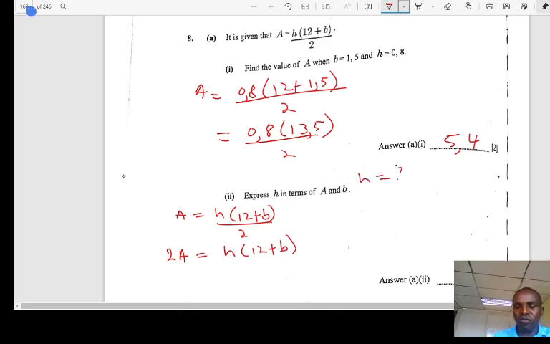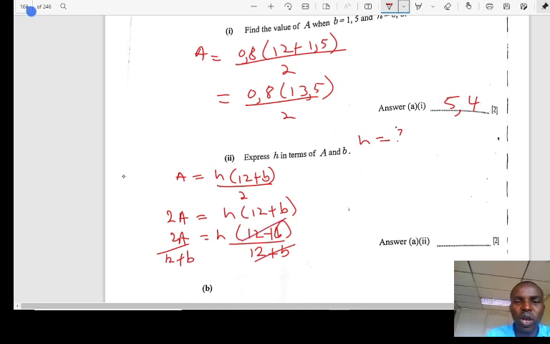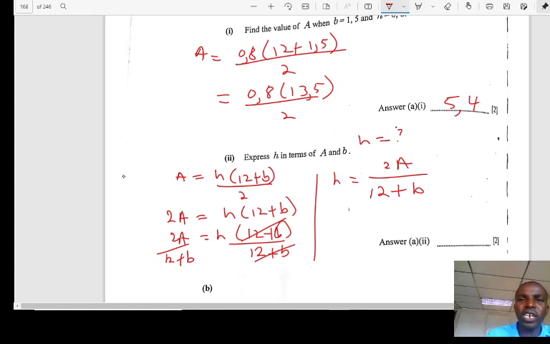Then you divide by 12 plus B on both sides. 2A over 12 plus B is equal to H times (12 plus B) over 12 plus B. Then this side cancels out, so you get H is equal to 2A over (12 plus B). Done. So that's your value of H, 2 marks, 2 free marks actually.